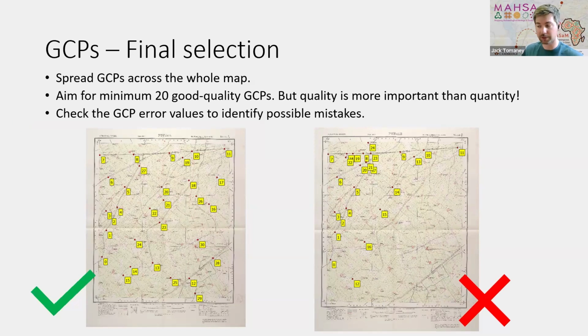You may not know when you're putting your GCPs down what are poor quality points, but luckily GISs such as QGIS provide an error value for each GCP. So this error is calculated in relation to all the other points. So if one point has a much larger error than the other, it may indicate that that point has been placed incorrectly. So that's something we will look at in the practical, and you'll be able to see when a point has a good error value or a poor error value.